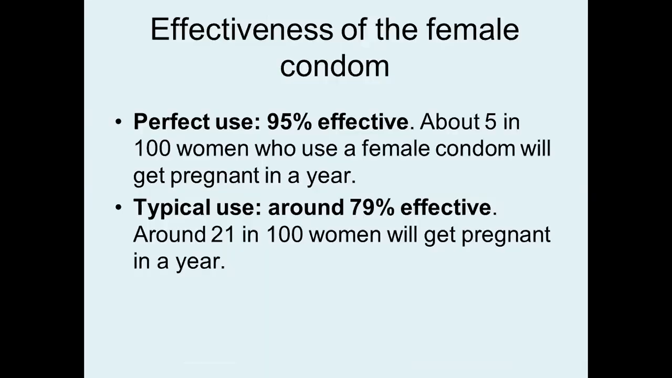Right, effectiveness, perfect use, 95% effective. In other words, about 5 in 100 women who use a female condom only will get pregnant in a year. Typical use, around 79% effective. So about 21 in 100 women will get pregnant in a year.